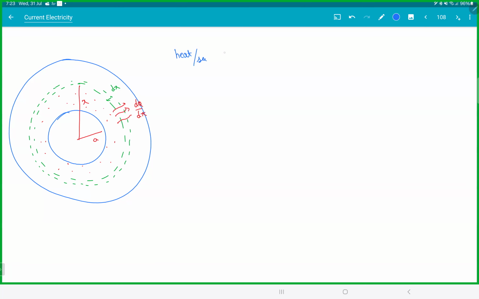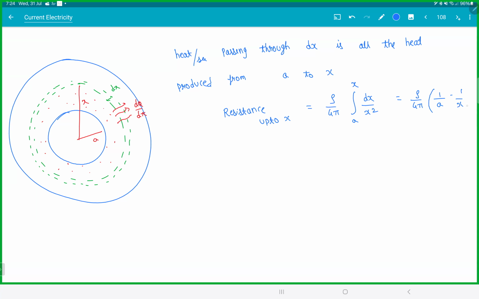So what is R equivalent then? A resistance up to X. So resistance up to X, in this formula, rho by 4 pi integral dx by x square, limits will go from A to X. This would be rho by 4 pi times (1 by A minus 1 by X). So what is the heat produced per second up to X? That would be I square into, I'll just call it Rx.